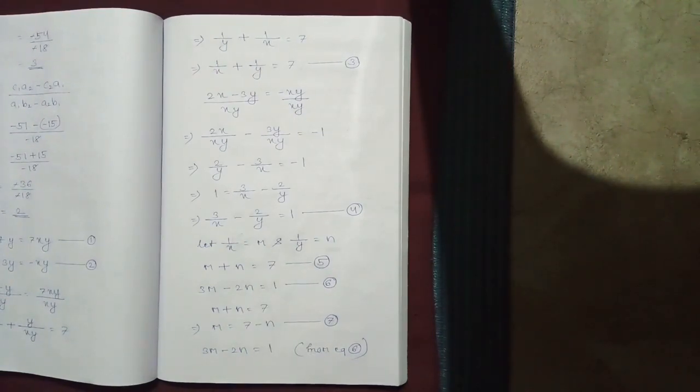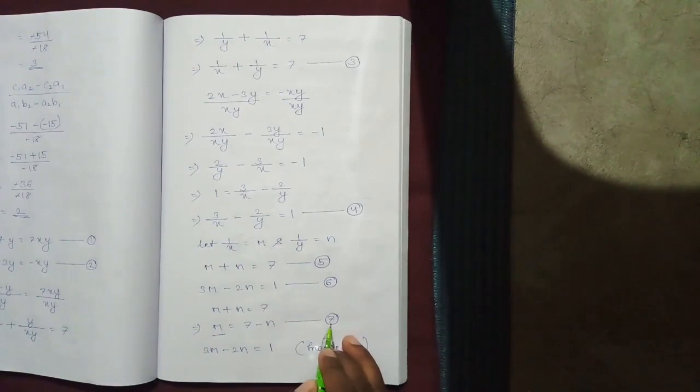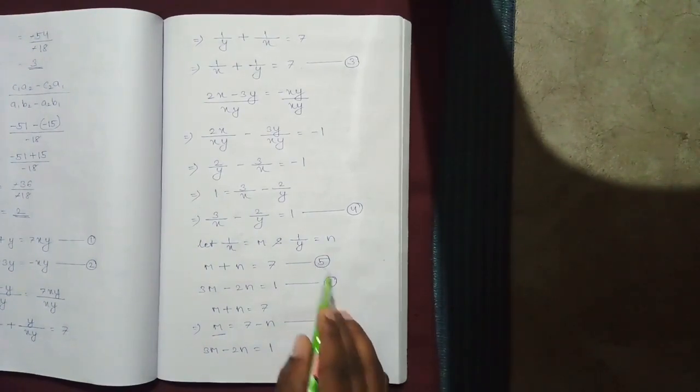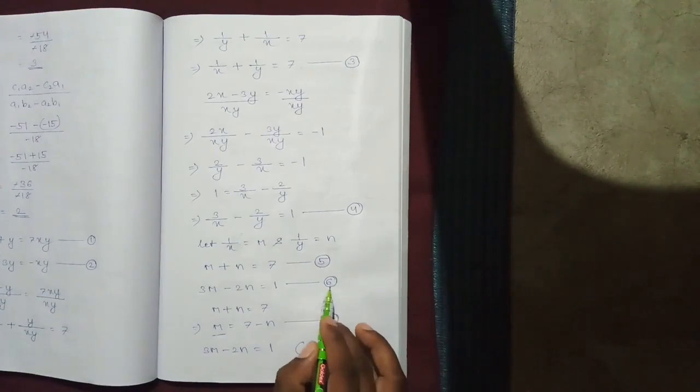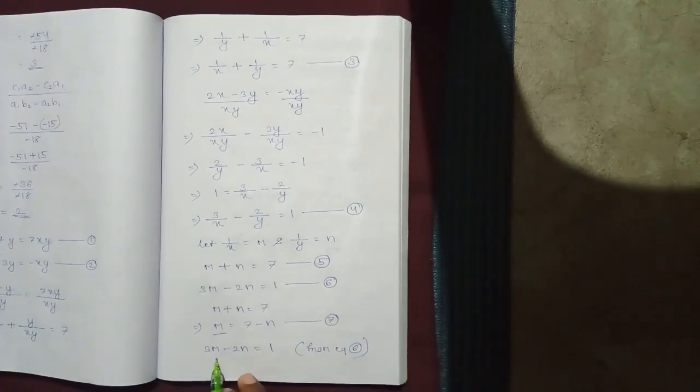Now let us use the substitution method again. I have taken the fifth equation, equation 5, m plus n is equal to 7. So m is equal to 7 minus n. So I have made m the dependent variable. Let it be equation 7. I got equation 7 from equation 5. That means I have to put equation 7 in equation 6. So let us start from equation 6. 3m minus 2n is equal to 1 from equation 6.